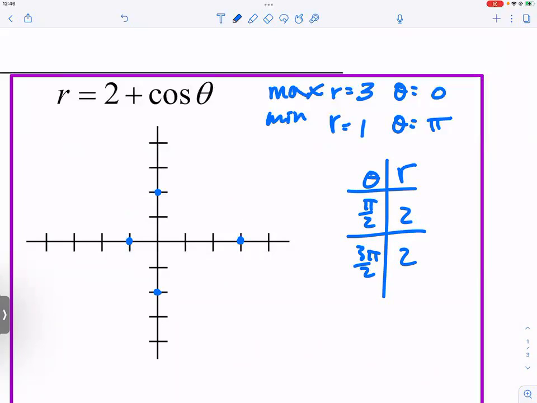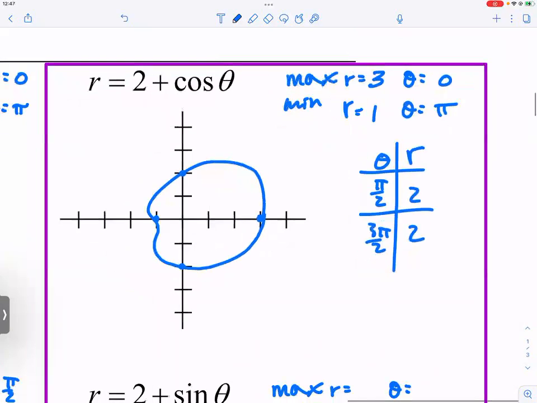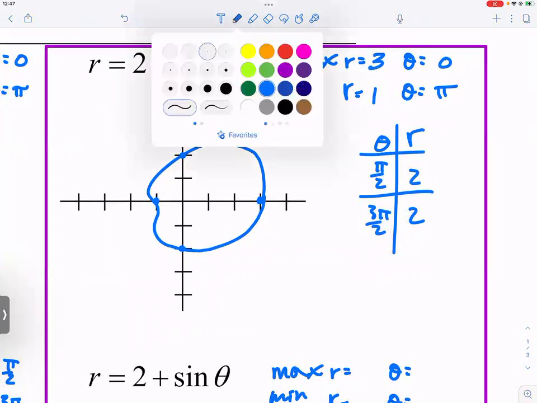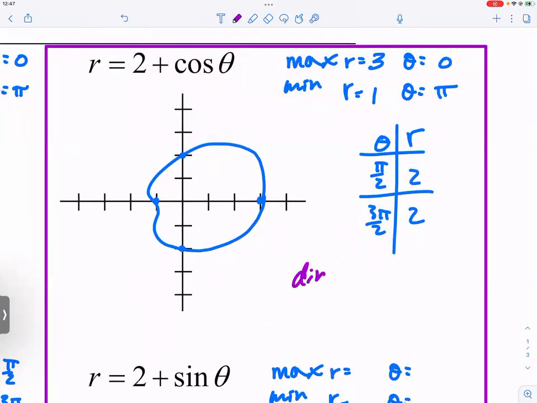Well, let me draw this better. It's kind of hard to draw. Okay, something like this. Your calculator does a better job. But well, the shape here, it's called a dimpled limaçon.